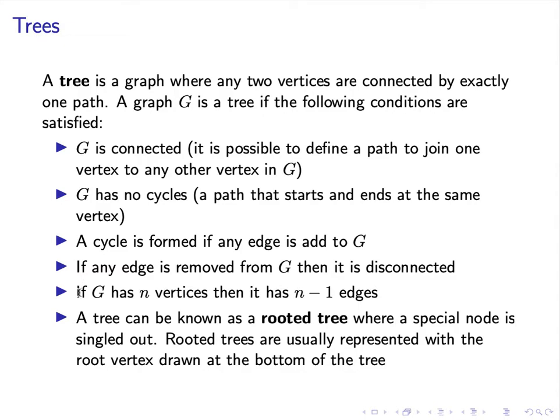And if our tree has n vertices, then it must have n minus 1 edges. And perhaps the most important one for us is a rooted tree, where a special node is singled out, and that's known as a root node. Rooted trees are usually represented with the root vertex drawn at the bottom. Okay, so that's a few conditions for a tree.